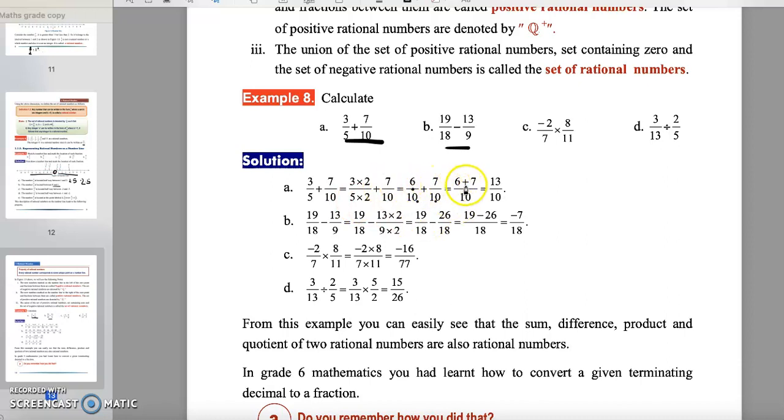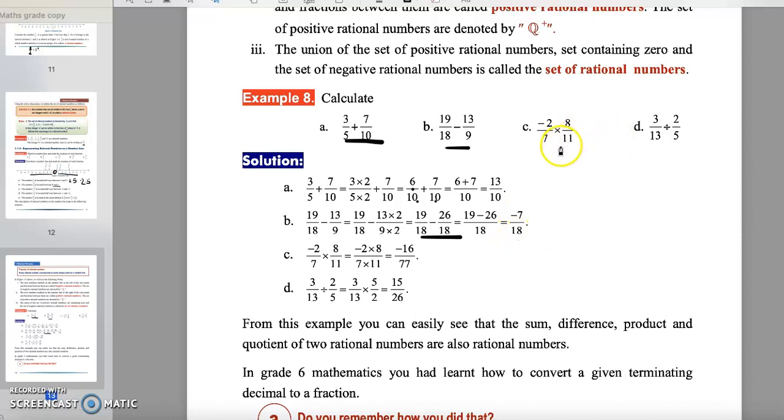So 6 plus 7 is 13. We made the denominators the same, and we can't add the denominators, so it's going to be 13 over 10. We do the same in the case of subtraction. We have to make these denominators the same, so we multiply 9 by 2 and the numerator as well by 2. And when we get the numbers, the top numbers are 19 and 26, right? The denominators have become the same, and now we can subtract. As we subtract, it's going to be negative 7 over 18.